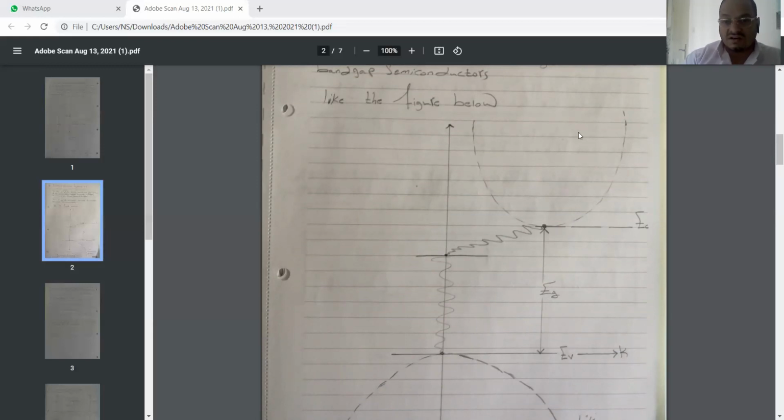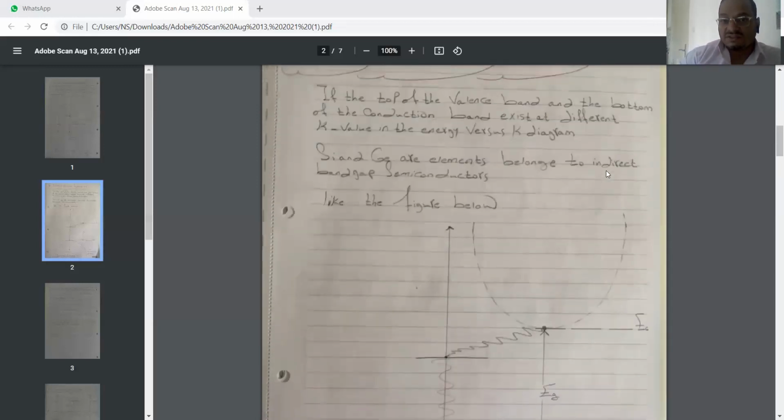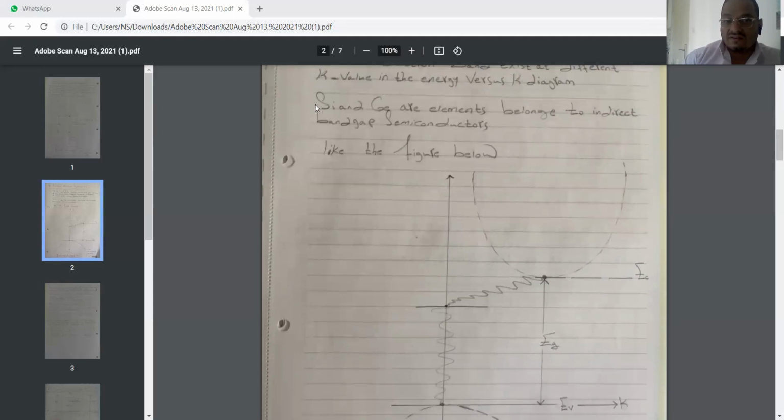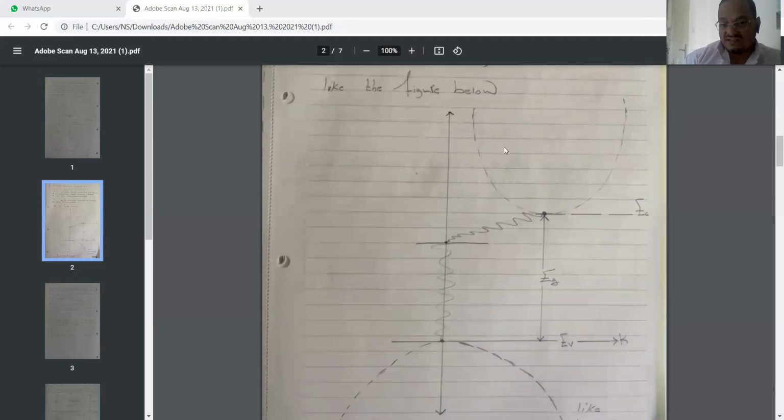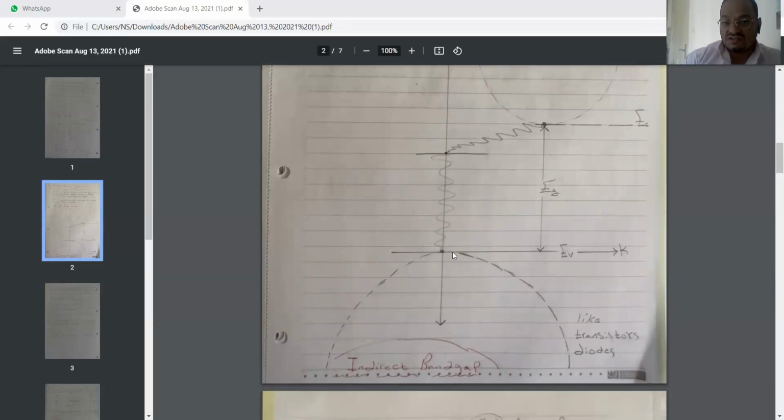Here, the bottom of this curve is not like the curve before. The last curve was drawn like this. But here, it takes another place, another direction. Let's complete the definition. If the top of the valence band and the bottom of the conduction band, I mean this point, are at a different value in the energy versus K diagram.